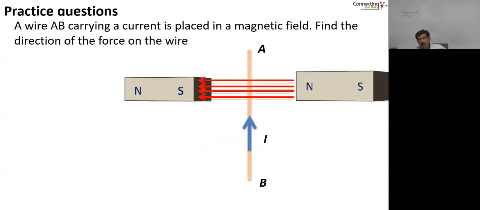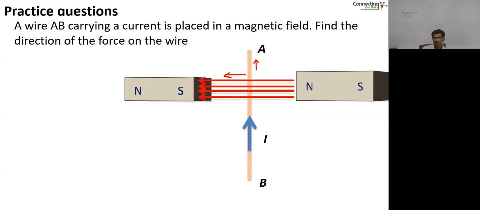The third question, a wire AB carrying a current is placed in a magnetic field. Find the direction of the force on the wire. Remember, all of these are applications of Fleming's left-hand rule, and all of them describe a situation where a current carrying conductor is placed in a magnetic field and therefore experiences a force. So in this case, there is a magnetic field in this direction and the current is in this direction. So if you were to hold up your finger that way, what is the direction of the force?